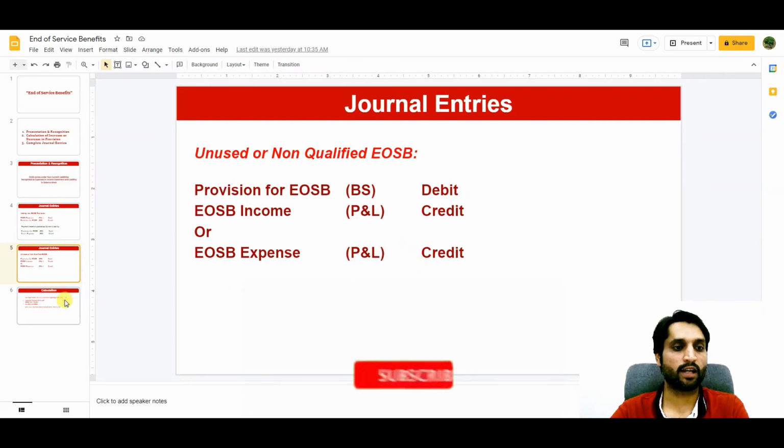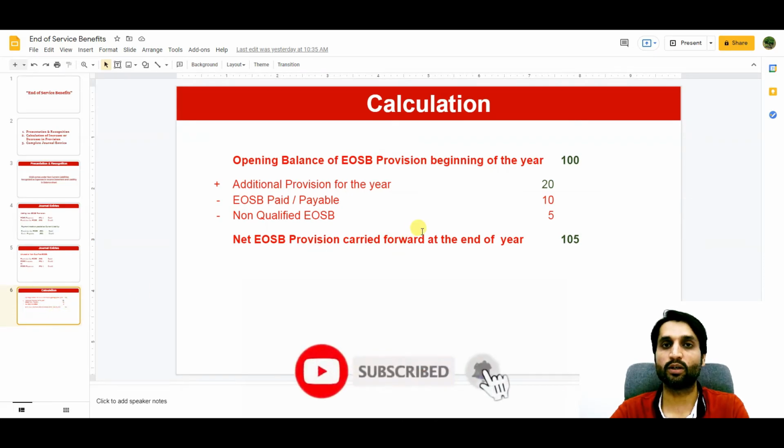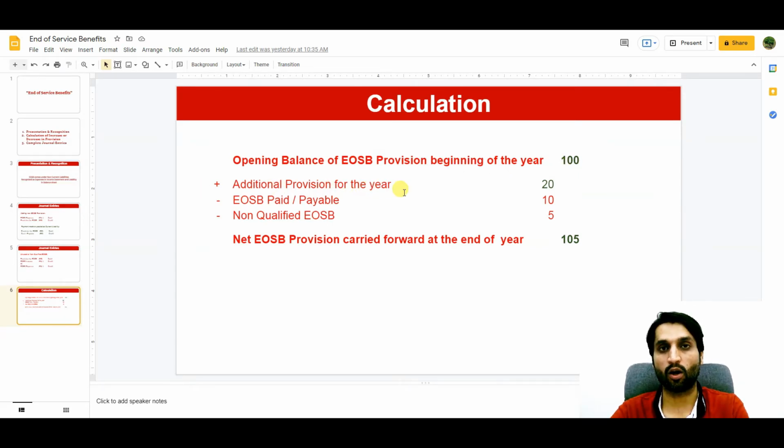Now let me show you how you can show the calculation in your notes to the accounts when we are preparing our financial statements. Opening balance of end of service provision at the beginning of the year, suppose it was 100 when we start the year, plus additional provision for the year. Throughout the year more employees were added in our company, and we were adding up in the expense and the long-term liabilities. So that is 20 which will be added.